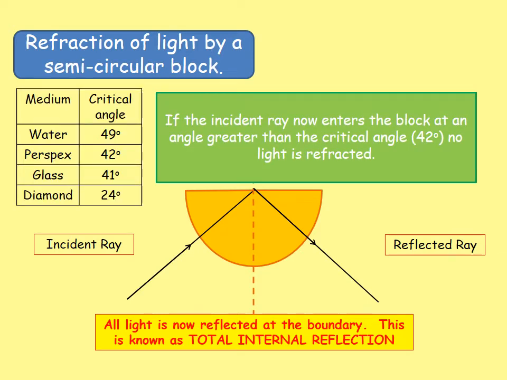Here are a range of different critical angles for different mediums. Between air and water, it's 49 degrees. Between air and a plastic known as perspex, it's 42. So your plastic blocks are made of perspex. Between air and glass, it's 41 degrees. And for air and diamond, it's 24 degrees.